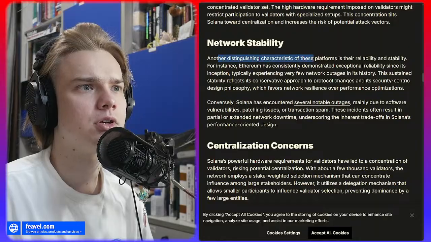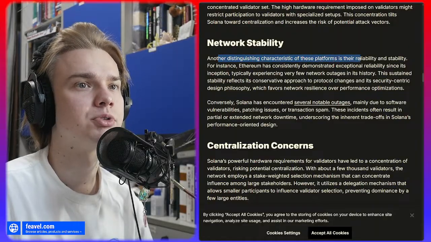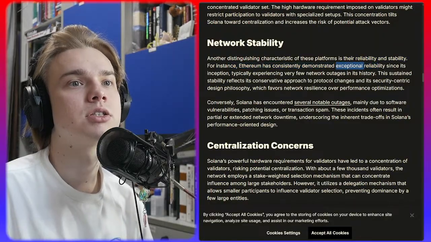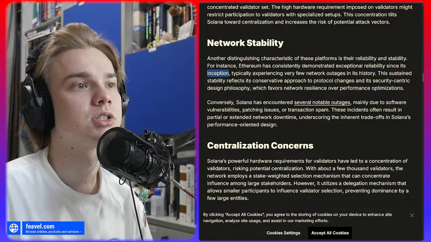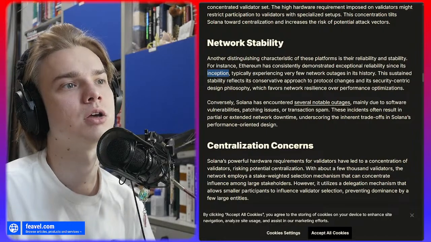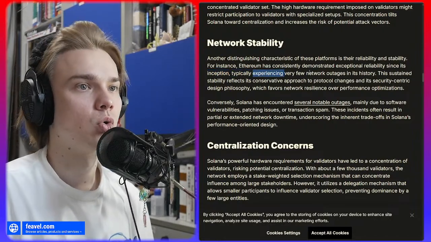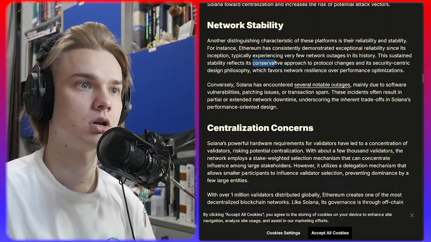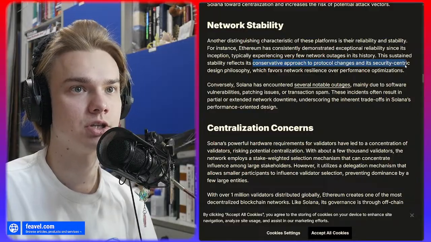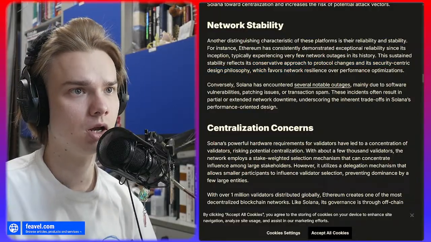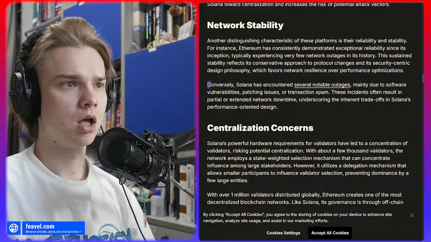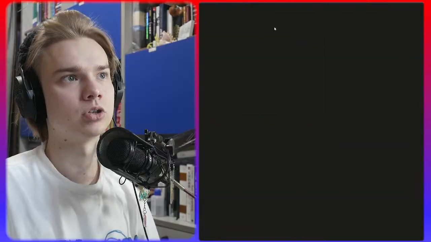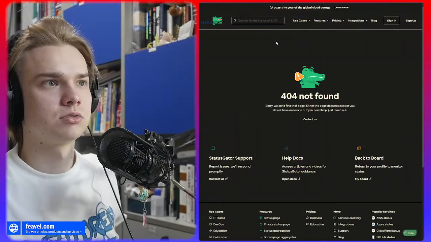Network stability. Another distinguishing characteristic of these platforms is reliability and stability. For instance, ETH has consistently demonstrated exceptional reliability since its inception, typically experiencing few network outages in its history. This sustained stability reflects its conservative approach to protocol changes and its security-centric design philosophy, which favors the network's resilience. Conversely, Solana has encountered several notable outages.